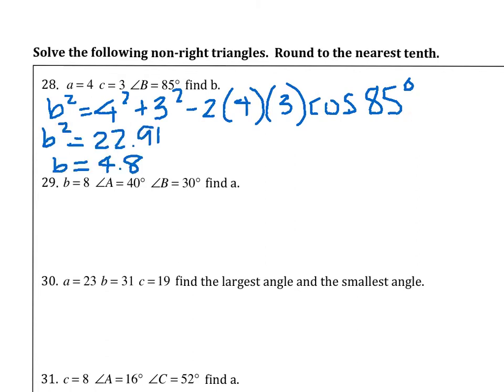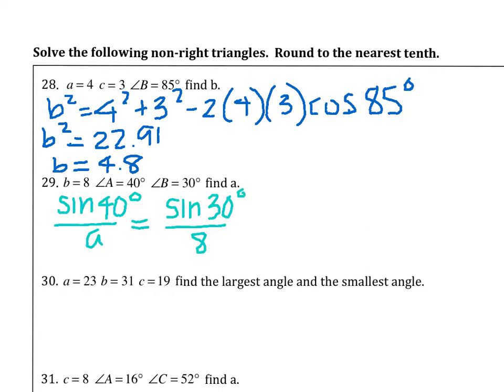So in my calculator, I get 22.91. Now that is a rounded value, so I need to make sure in my calculator to keep that entire decimal value in there. And when I square root that answer, I get 4.8 as our final length for B. Remember, I could not use Pythagorean theorem to try and find this answer because this is a non-right triangle.